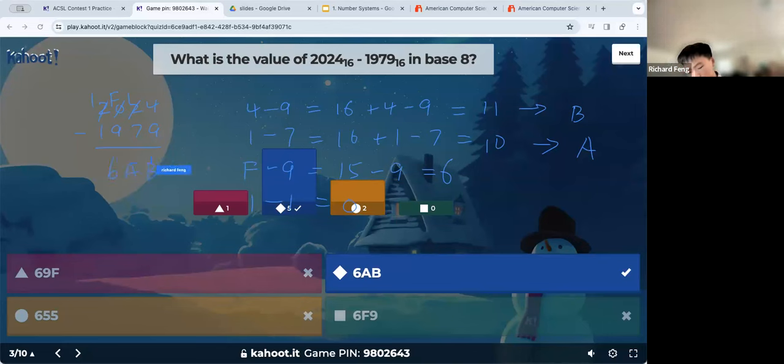6AB. And oh, interesting. I think it wanted to ask what the value is in base 8, but okay, we'll just leave it like that then.